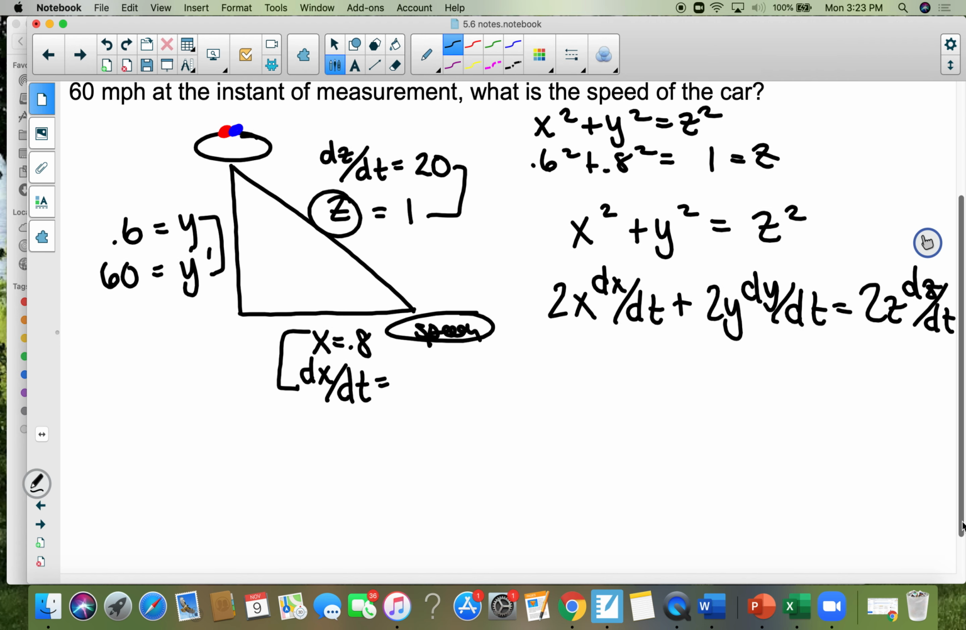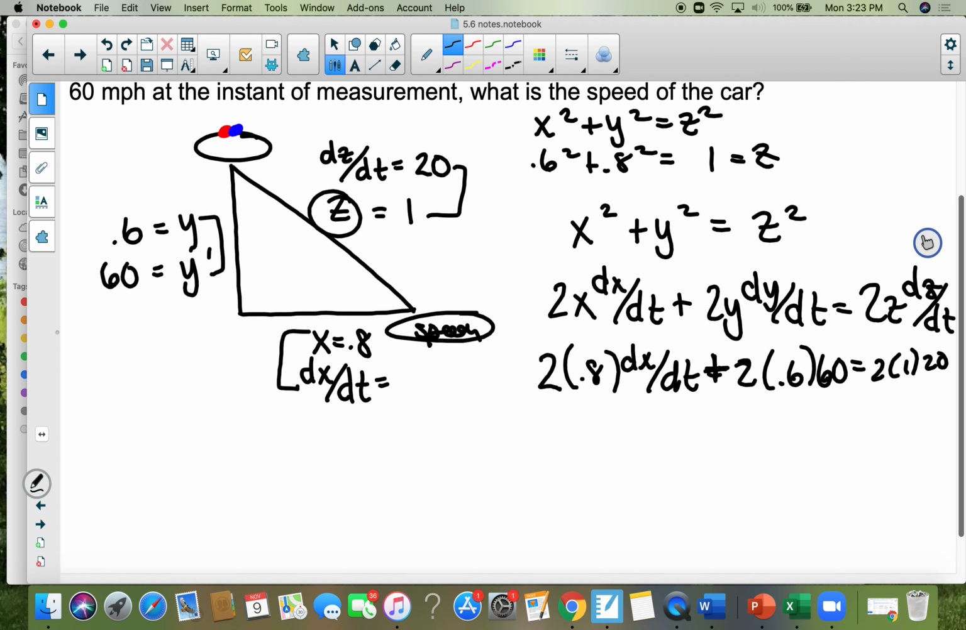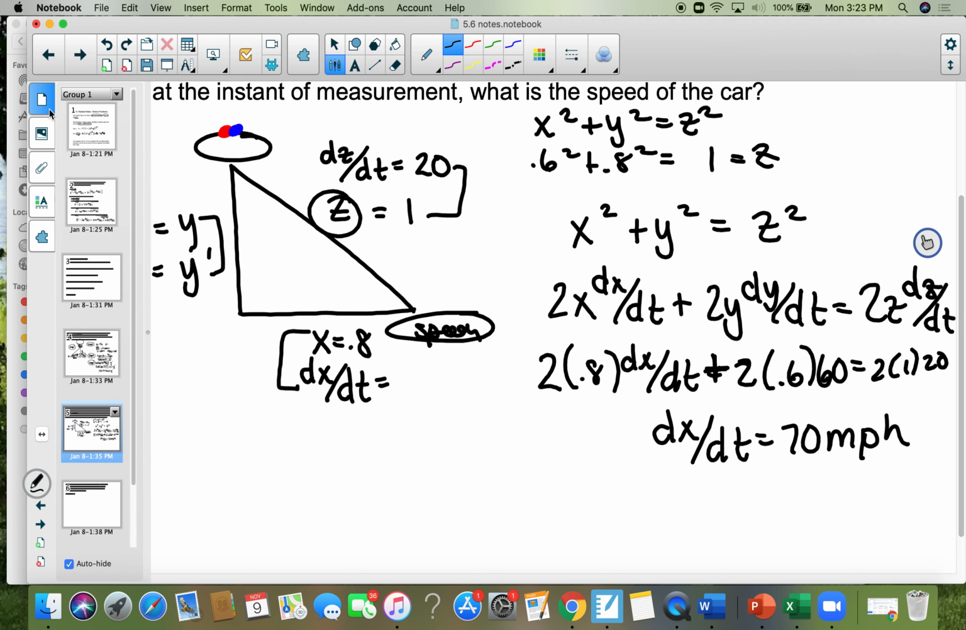Then I'm going to plug in 0.8 in place of x. I don't know dx dt. In place of y, I'm going to put 0.6 and 60, and 2 times 1 times 20. Solve for dx dt, and dx dt should be 70 miles per hour is what that car is going.